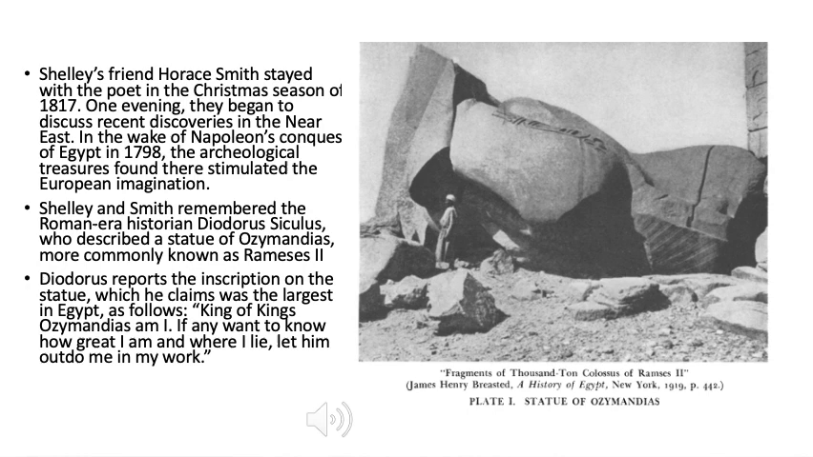One can see the fragments of this huge, colossal statue, as you can see in this image here. And in this work by Diodorus Siculus, we have a reference to the inscription that was part of this statue, according to which the inscription read like this: "King of kings, Ozymandias am I. If any want to know how great I am and where I lie, let him outdo me in my work."